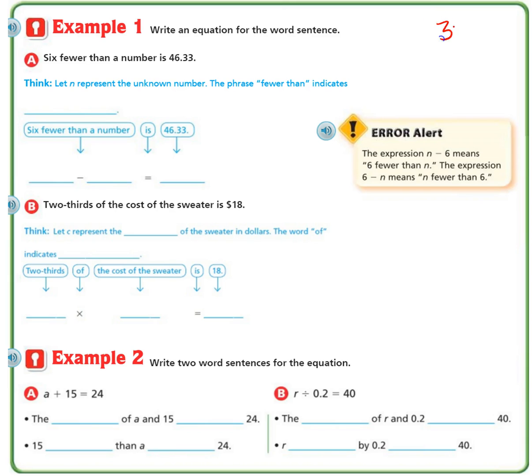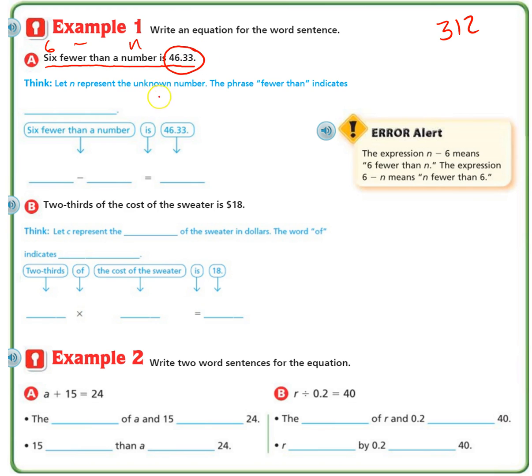All right, now I'm on page 312. Example 1 says write an equation for the word sentence. The word sentence is 6 fewer than a number is 46.33. So we know a few things. We have 6, we have fewer, which I know means minus, and a number, we can use n for a number. That's our variable, and then we have another number here, okay?